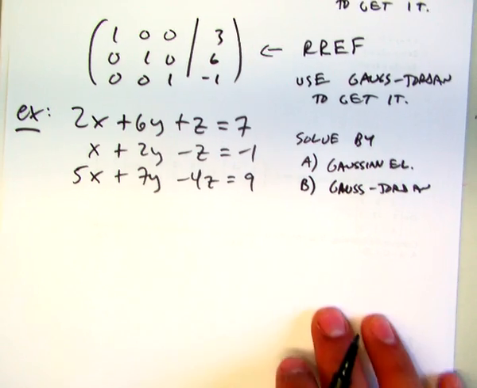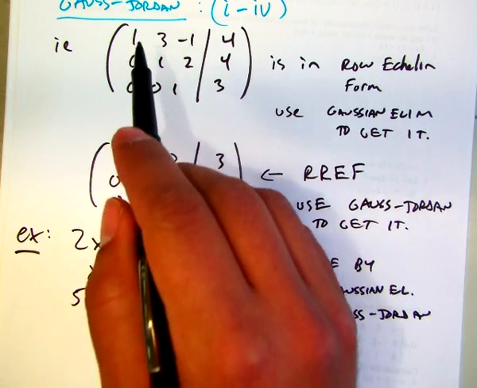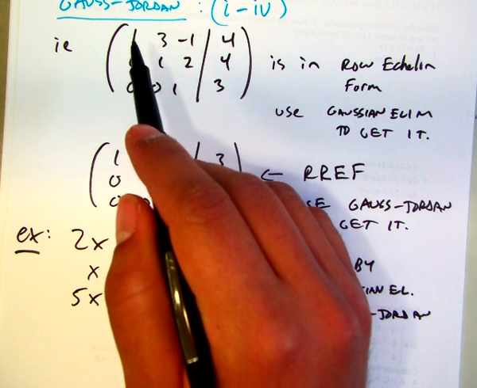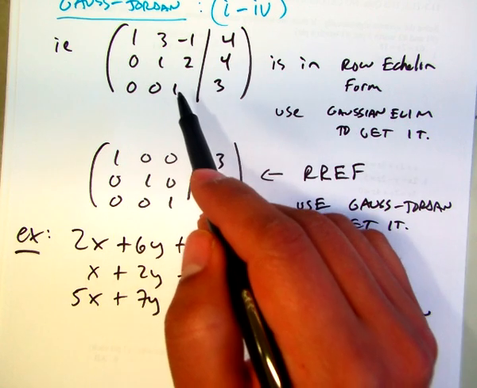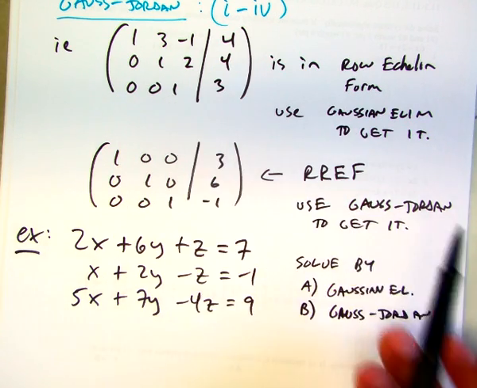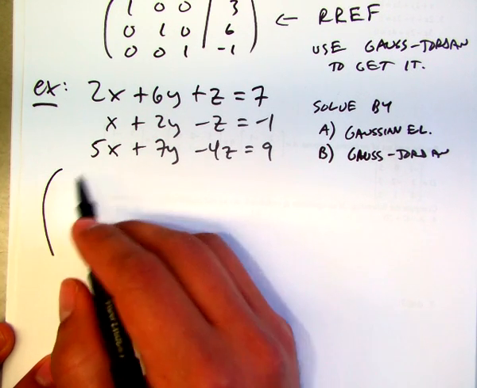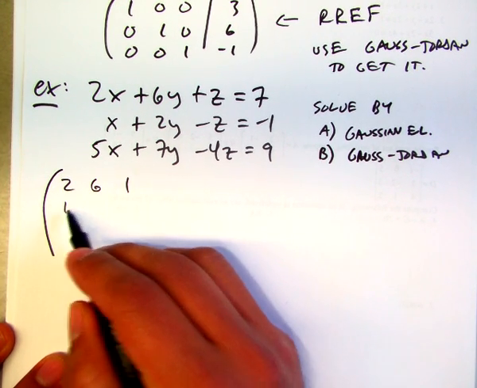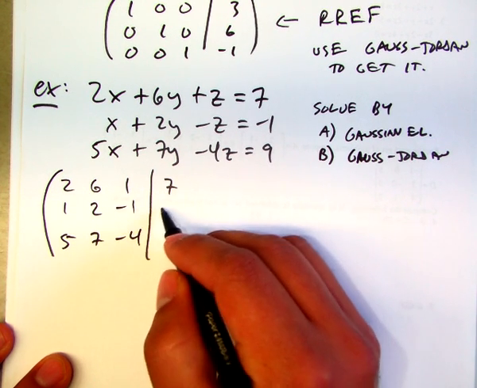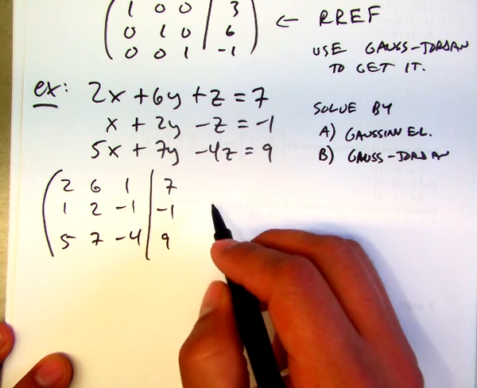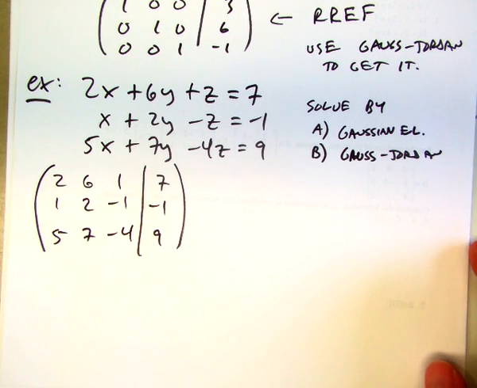Okay, so if you kind of know where things need to go, meaning we want a 1 in the top left entry, and then a 1 below and to the right of that, and then a 1 to the right and below that, then the ideal situation here, well, first let's write the matrix out. This is going to be 2, 6, 1, 1, 2, -1, 5, 7, -4, and then we're just augmenting that with 7, -1, and 9. Okay, so this is the matrix representation of the system.